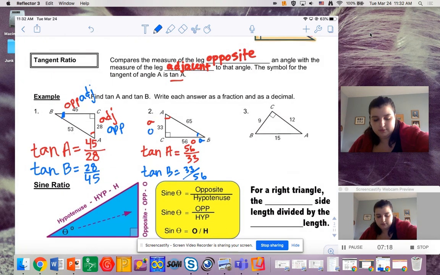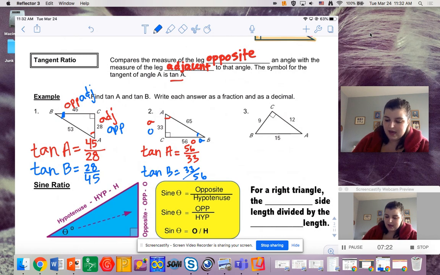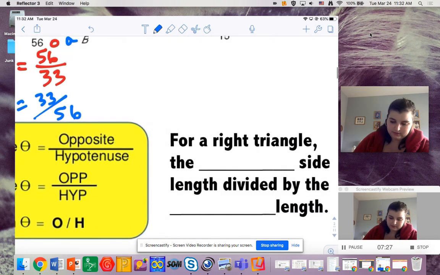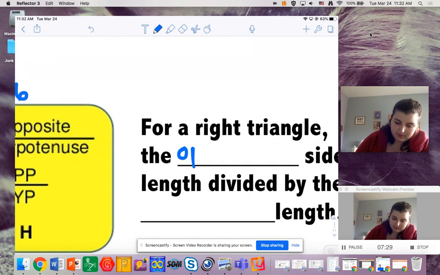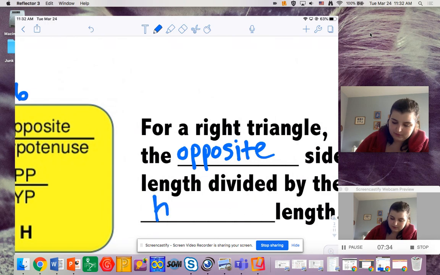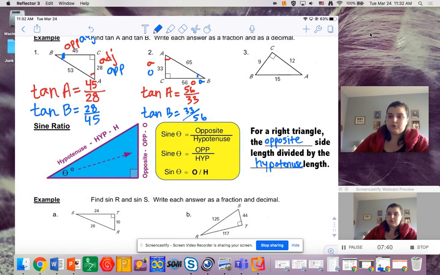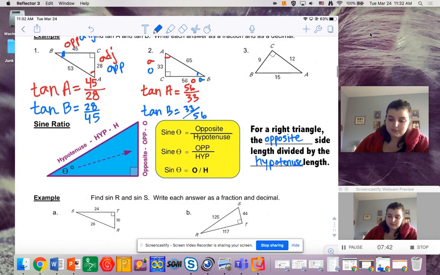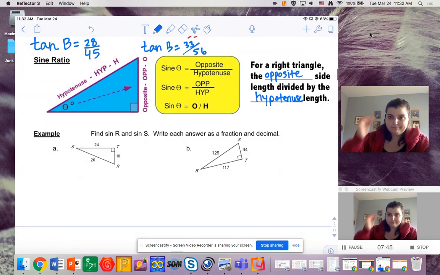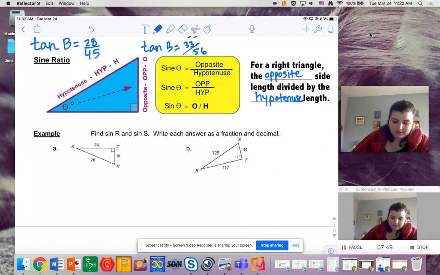Sine ratio, same thing, except that for a right triangle, it's the opposite side length divided by the hypotenuse length. So I'm just gonna write opposite divided by the hypotenuse. You looked at these in your exploration, so we're just doing some extra practice here, formalized with some video support. Okay, so sine of R and sine of S.